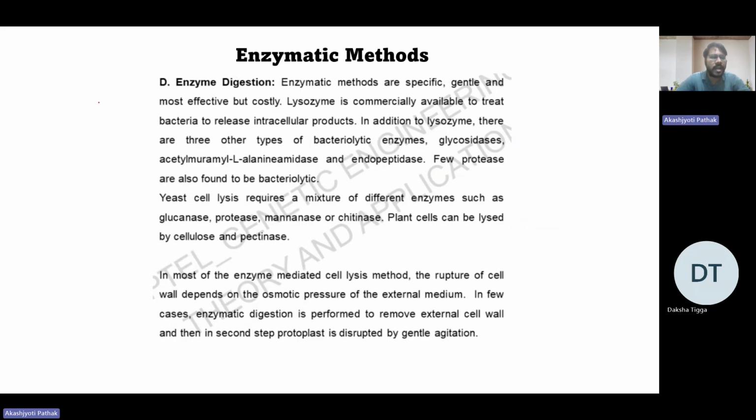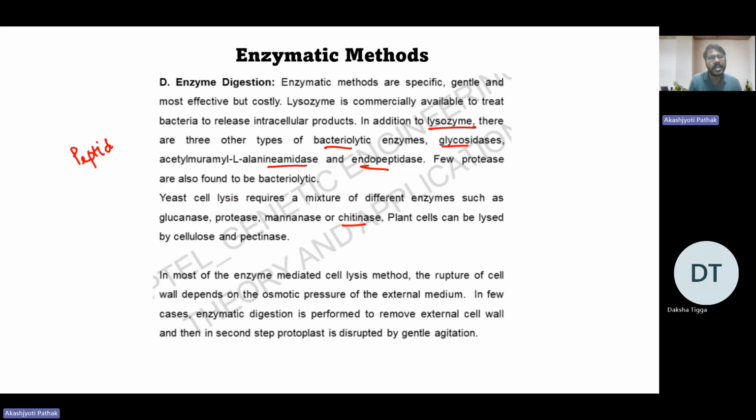Then enzymatic methods. Different enzymes are used, like lysozyme for bacterial cell lysis. Other than lysozyme, there can be glycosidases, acetylmuramyl-L-alanine amidase. If we discuss the structure of peptidoglycan, it is made up of alternating NAG-NAM units. For digestion of these subunits, we can use enzymes like endopeptidases. For yeast cells, we can use glucanase, protease, mannanase, chitinase, depending on the composition of the cell wall.